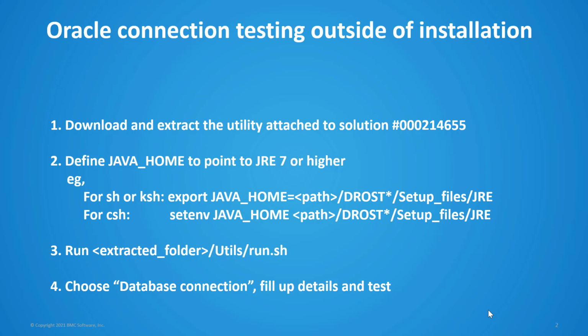00024655. It needs JRE 7 or higher. If the machine doesn't have Java 7 or above, then set the JAVA_HOME environment variable to the JRE folder from the Control-M Enterprise Manager installation subfolder. Then, launch the run batch file from the utils folder, and define the connection and user password details to test the connection.